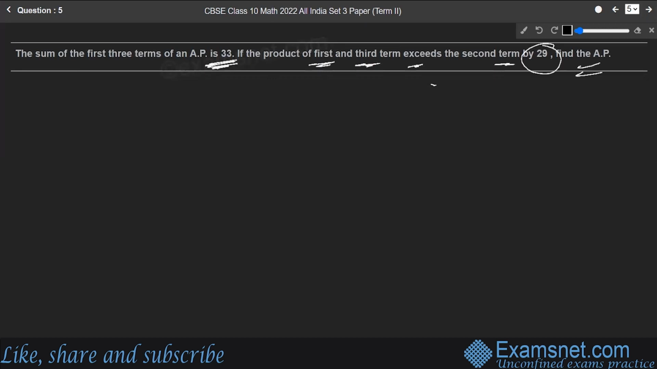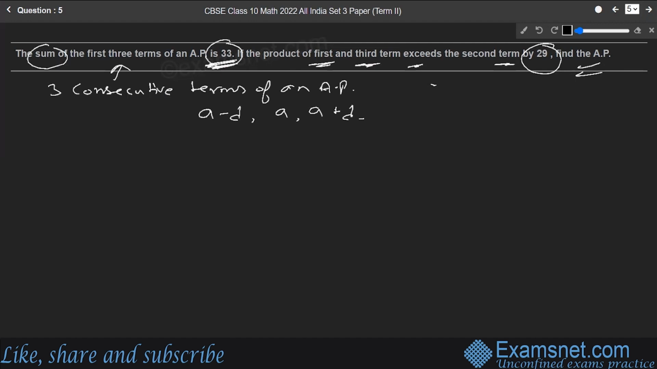Okay, in this situation, when consecutive terms are given, we can anytime assume the terms as, see, this is an AP, so the three consecutive terms of the AP can be assumed as A minus D, A and A plus D. These can be the three consecutive terms that can be assumed. Now, the first thing he's saying is sum of first three terms is 33. So let us add A minus D plus A plus A plus D. This will be the sum.